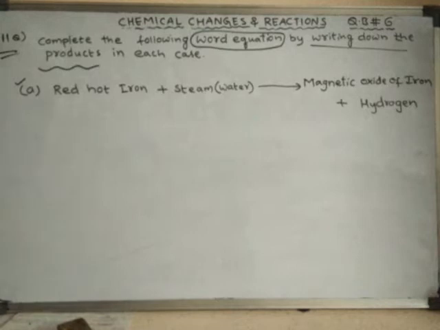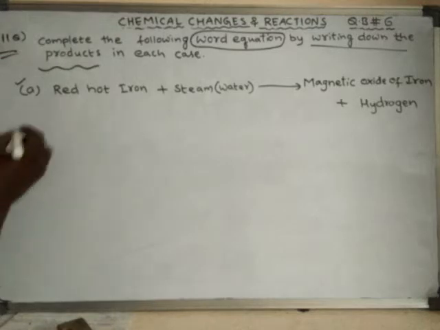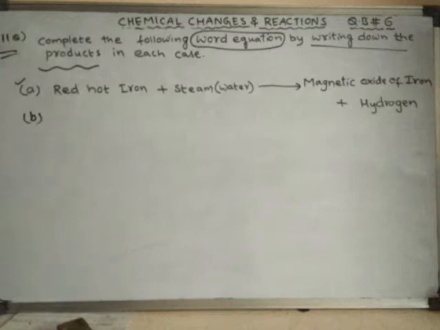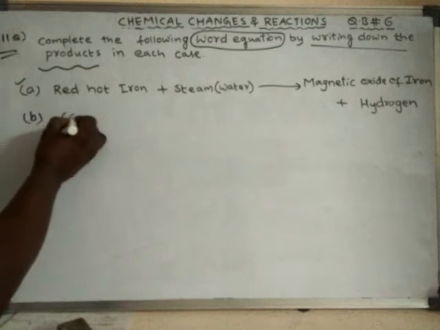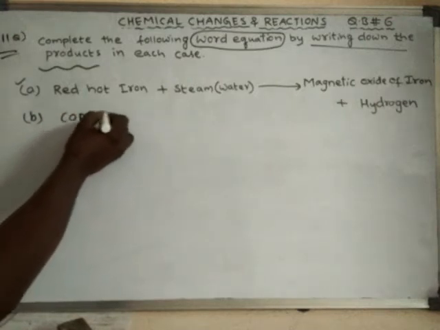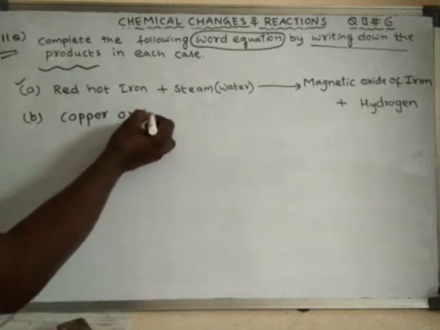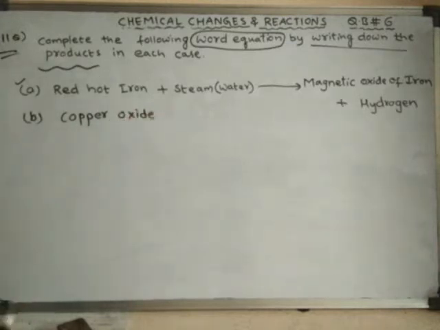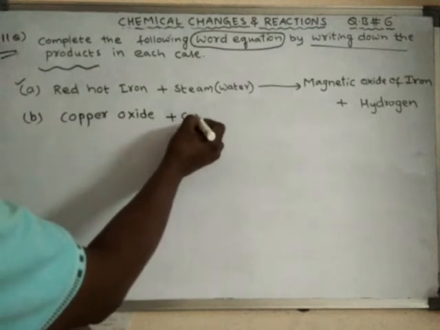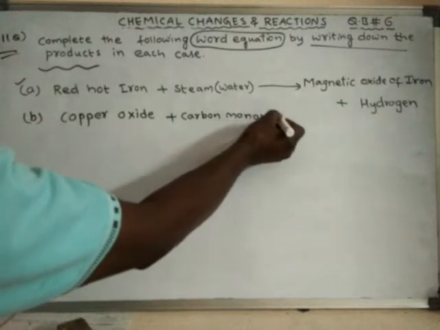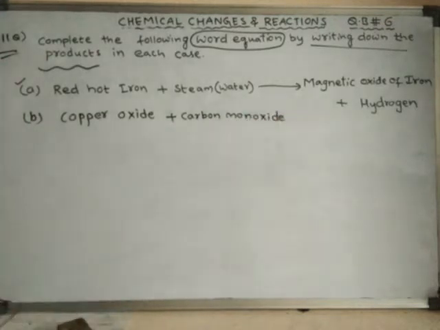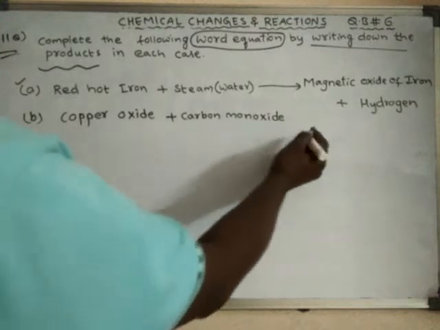Now the other part of this question is option B. Here in question B, copper oxide is given, which is reacted with carbon monoxide. So what happens when copper oxide reacts with carbon monoxide?